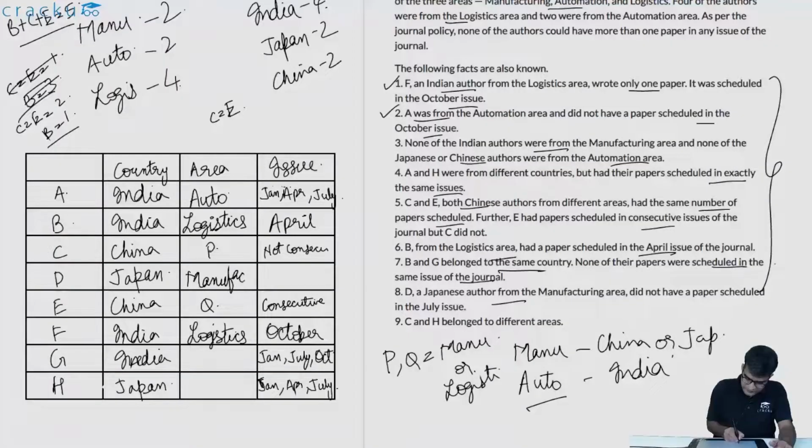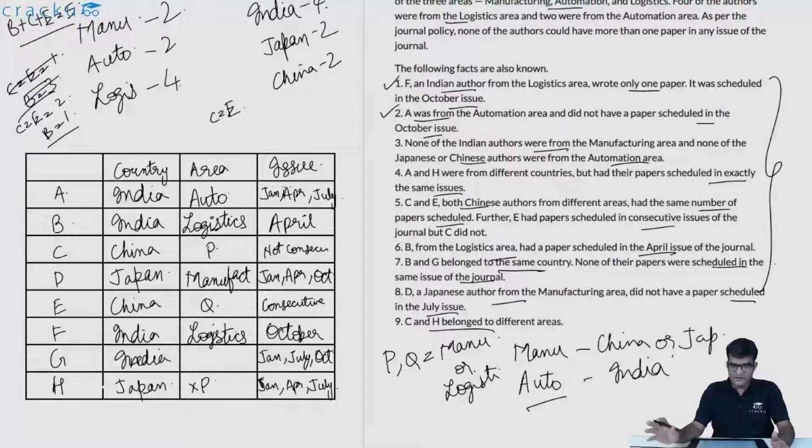He did not have a paper scheduled in the July edition. D also has 3 papers, and if he doesn't have a paper in the July issue, it would imply that he has a paper in January, April and October. C and H belong to different areas. So H is not from P. This is what we know.